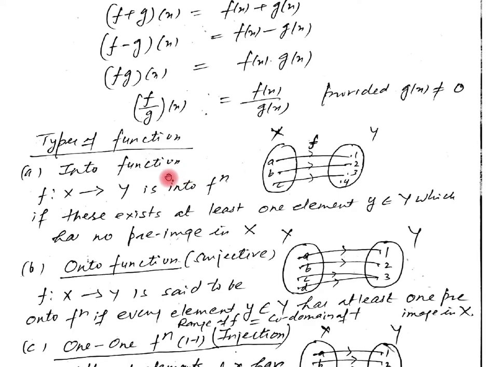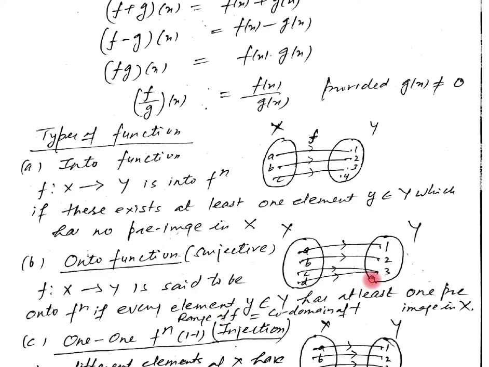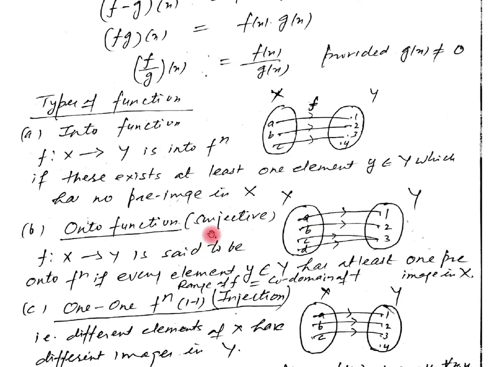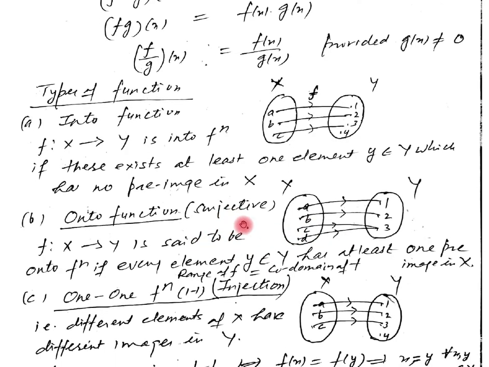If the function is into, there is at least one element in y which does not have its pre-image in x. But in the case of onto function, every element of y has at least one pre-image in x. There will be no extra element which does not have any pre-image in x. Then the function is said to be onto function, or the surjective function.